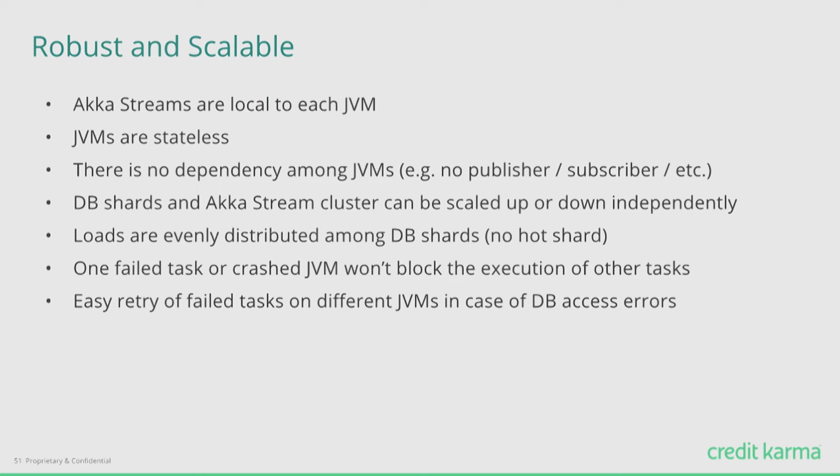And also any failed task, for example, if there's a DB access error by a particular JVM, it will simply be put back to the queue to be retried by the next JVM, right? Because some JVMs may crash, may lose their DB connection. So at the end of the day, it doesn't matter. All those failed tasks will simply go back to the queue and will be retried by the next available JVM when it comes.